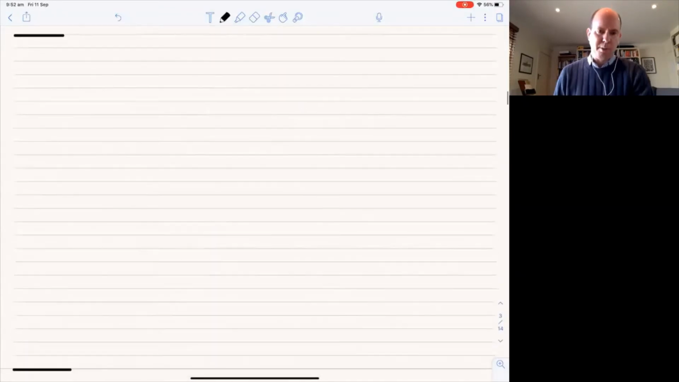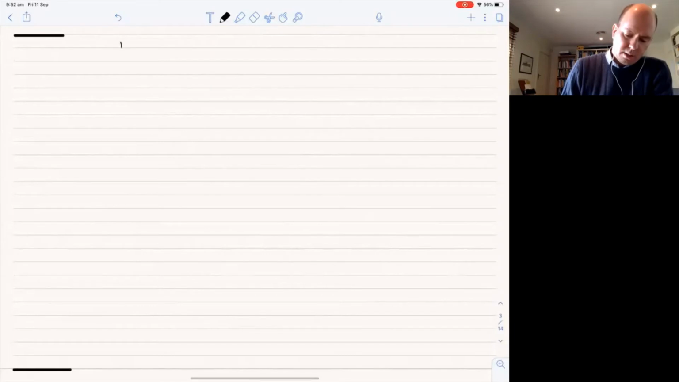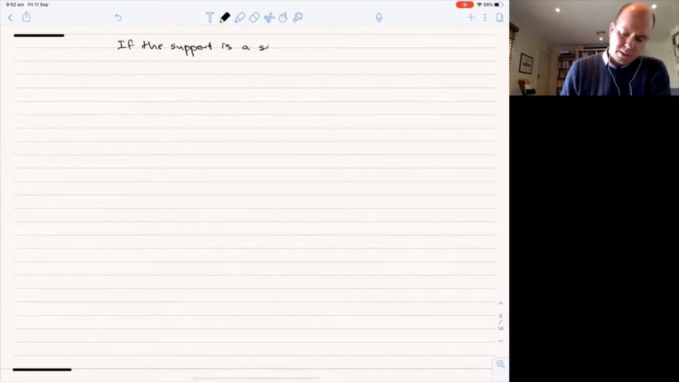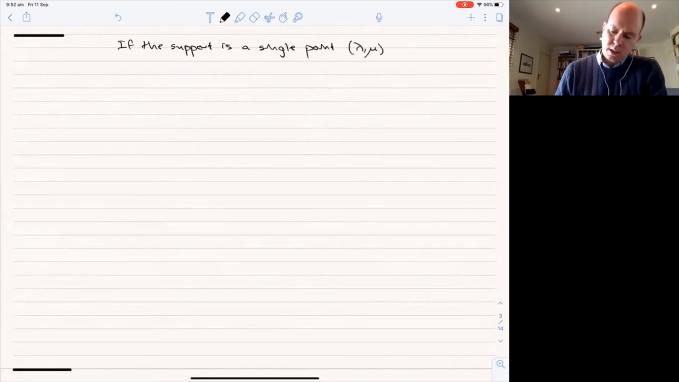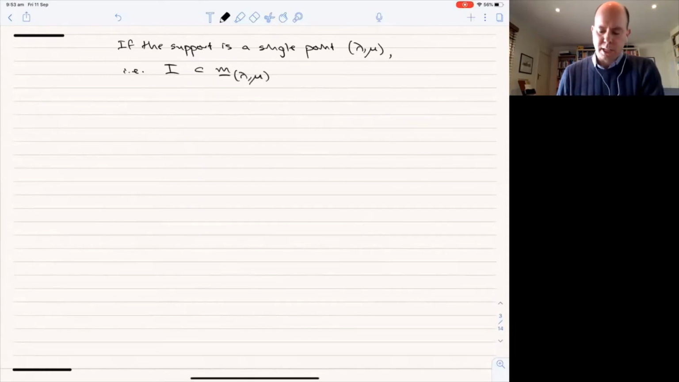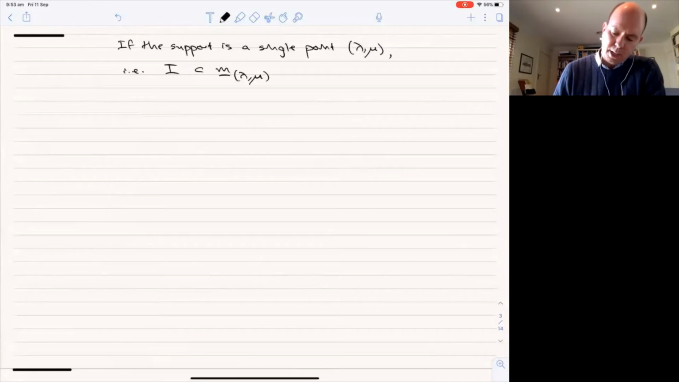The more interesting type is where the support is a single point. So in terms of ideals, that means that I is contained in the maximal ideal corresponding to lambda mu, and not contained in any other maximal ideals.